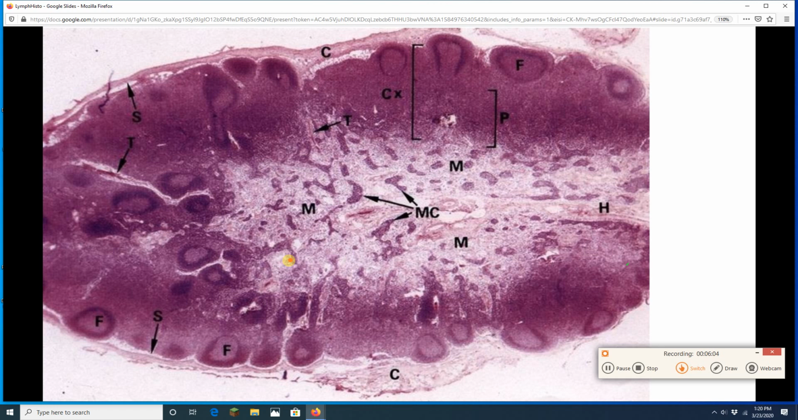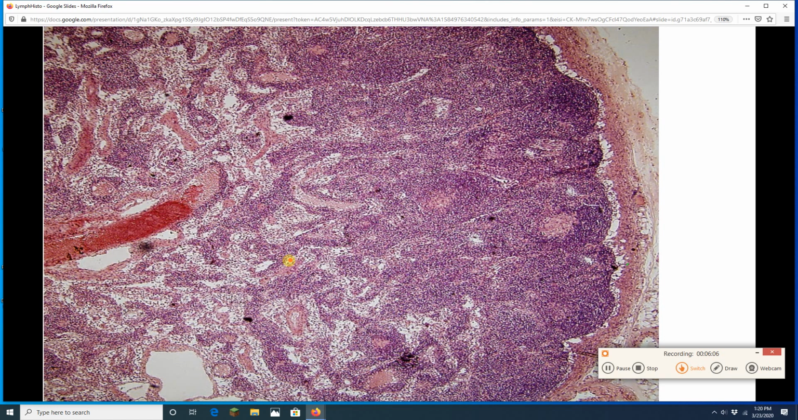Okay, if we switch things up, here is another view of a lymph node. Capsule out here. Cortex right here. Medulla down here. Purple clusters in the medulla. Cords. Purpleness everywhere hints at a lot of lymphocytes. White spaces that I see are going to be sinuses.